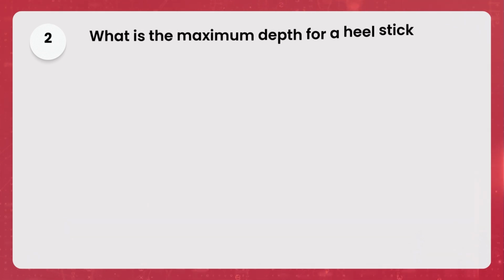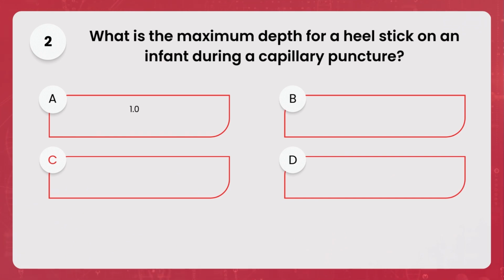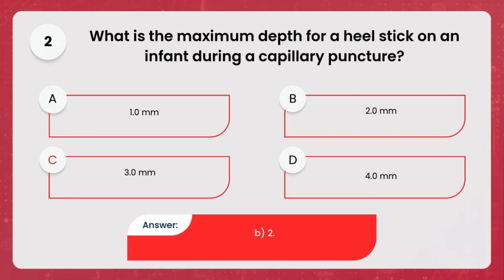Number 2. What is the maximum depth for a heel stick on an infant during capillary puncture? A. 1.0 millimeters, B. 2.0 millimeters, C. 3.0 millimeters, or D. 4.0 millimeters. The answer is B. 2.0 millimeters.